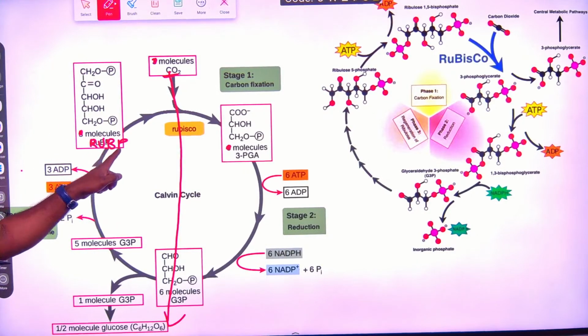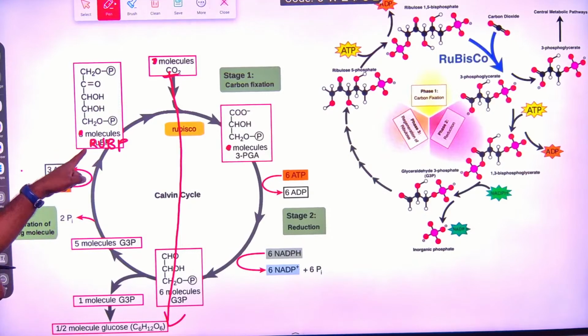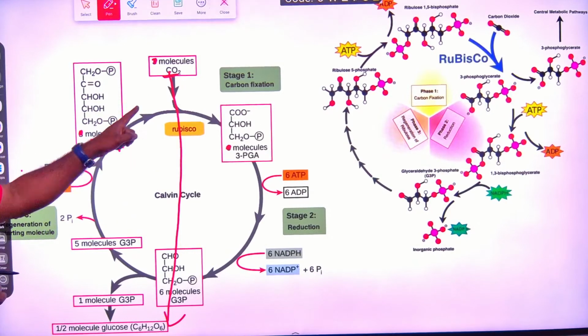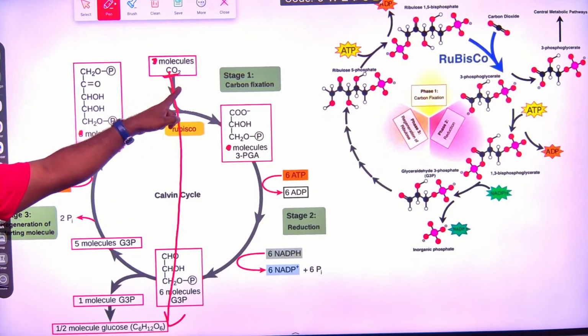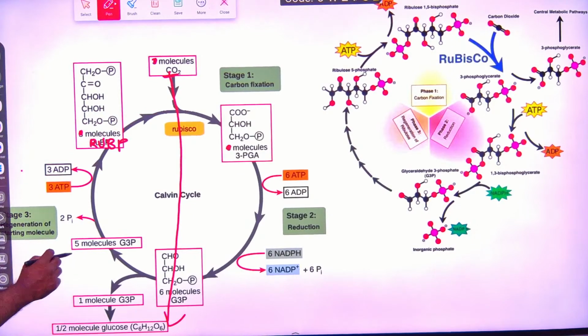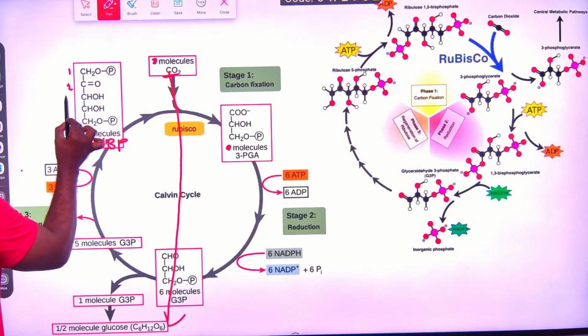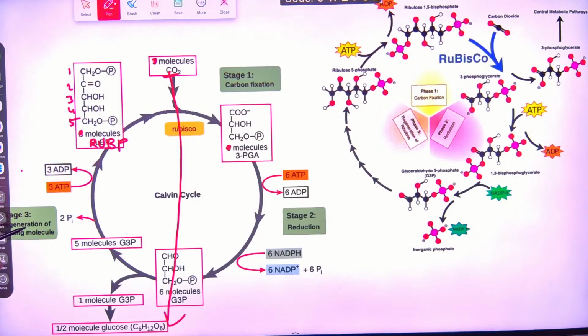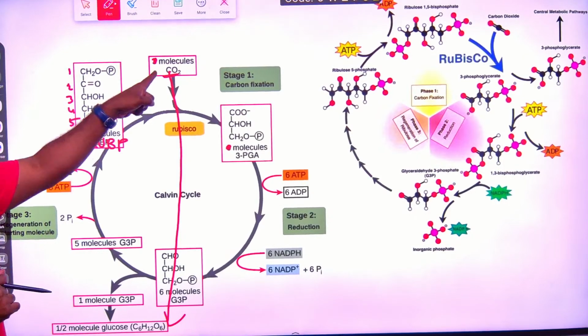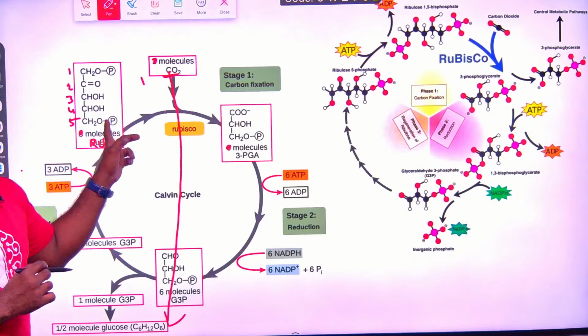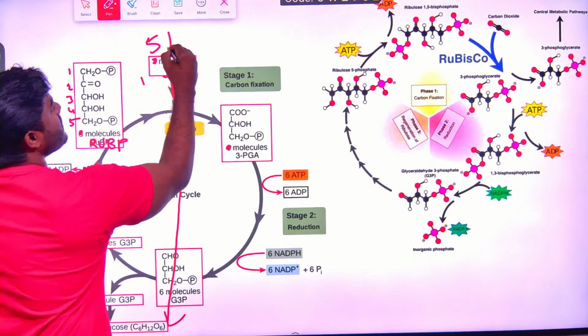Ribulose 1,5-bisphosphate. What's that? Ribulose 1,5-bisphosphate, which is the acceptor of the carbon. Now tell me how many carbons RuBP is? 1, 2, 3, 4, 5 carbon. Correct? It accepted 1 carbon from the atmosphere. 5 plus 1, 6 carbon.